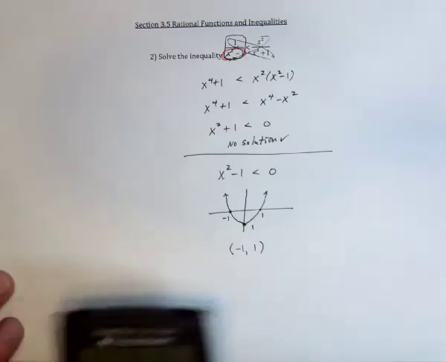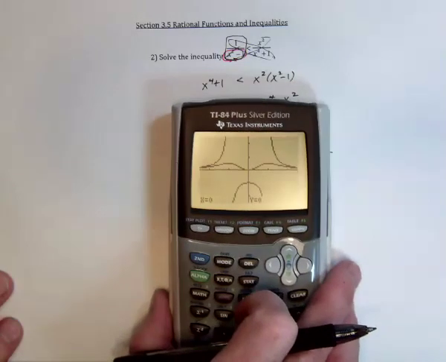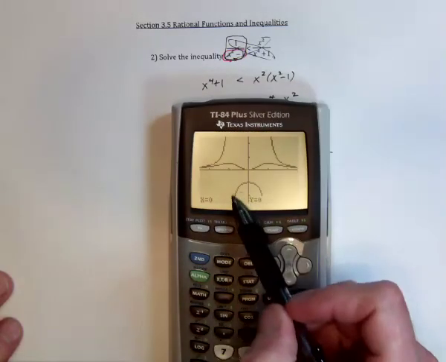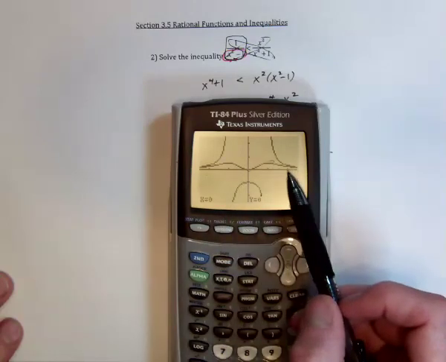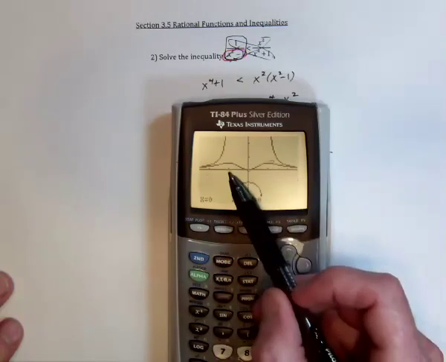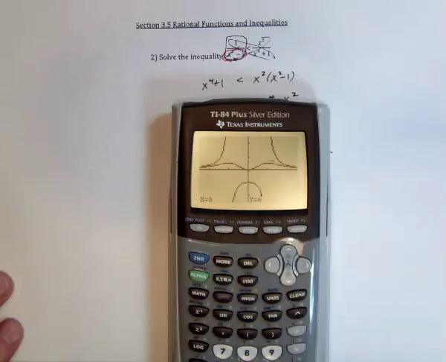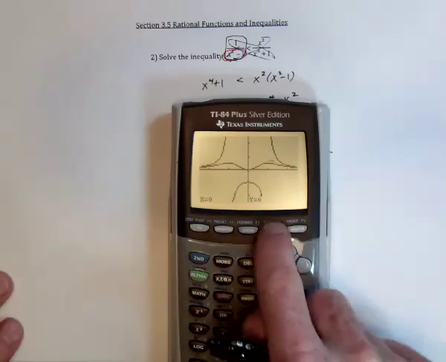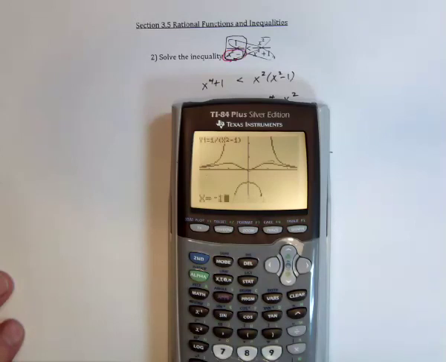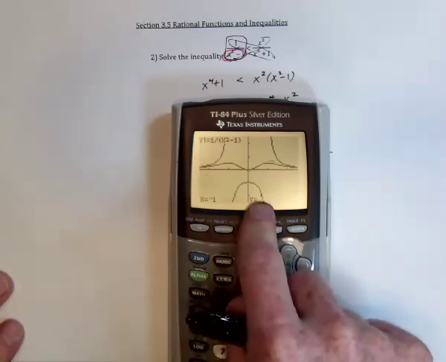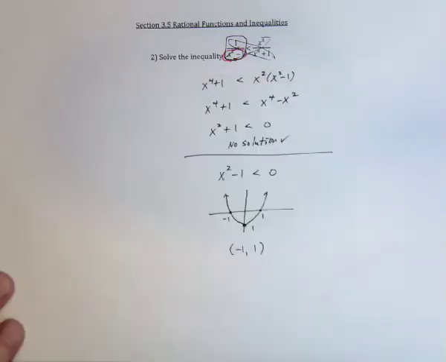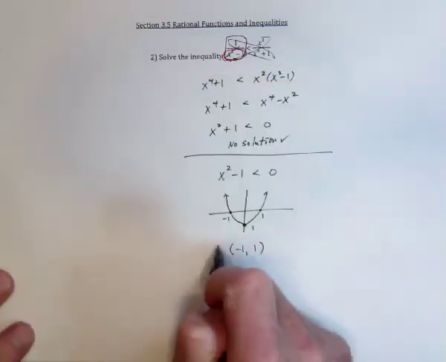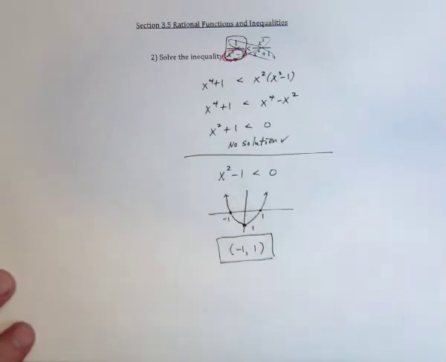And now go back to the graph. And when is this function below this function that looks like an m? Well, sure enough, it's between negative 1 and positive 1. And we don't actually include those values because the function is undefined there. But everything between negative 1 and positive 1, the original inequality is true. So use round parentheses, say everything between negative 1 and positive 1.